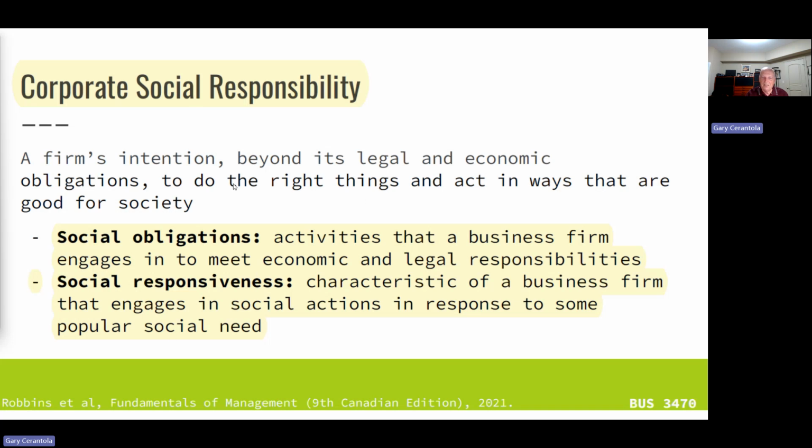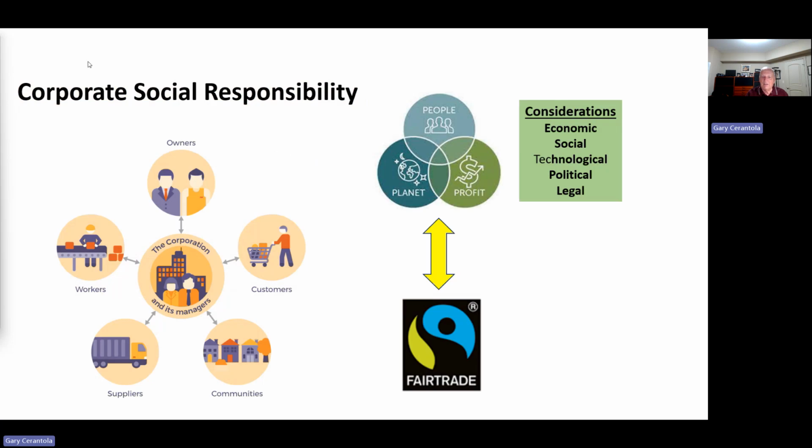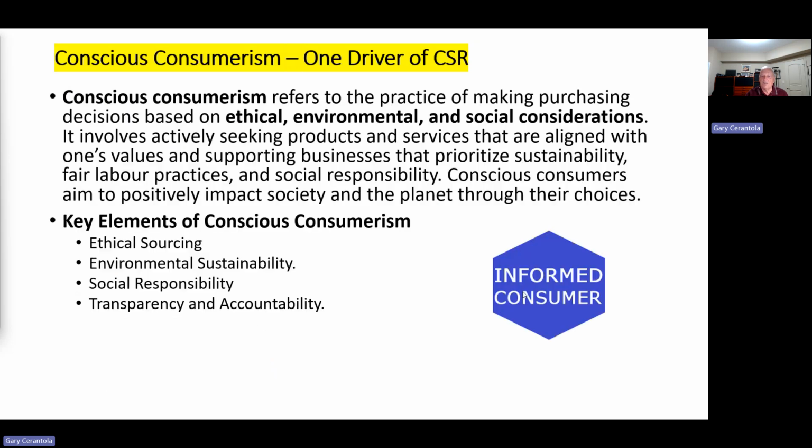So this is a key piece to understand about CSR, corporate social responsibility, and really everybody's involved, from the owners, the customers, the communities, the suppliers, the workers, and that's what you're tapping into. You go into a boutique coffee shop, you'll see this sign on the wall, perhaps fair trade, and that's to make sure that coffee producer workers in some foreign country are treated fairly, and they're working in safe conditions. And so the considerations are economic and social, technological, political, and legal on all of these.